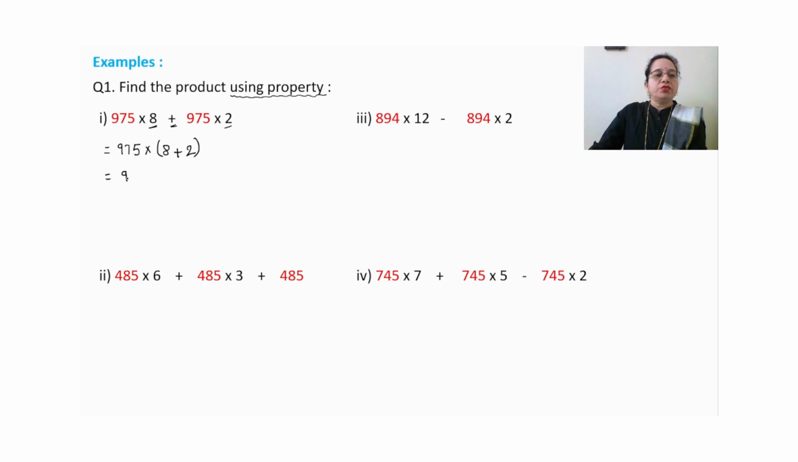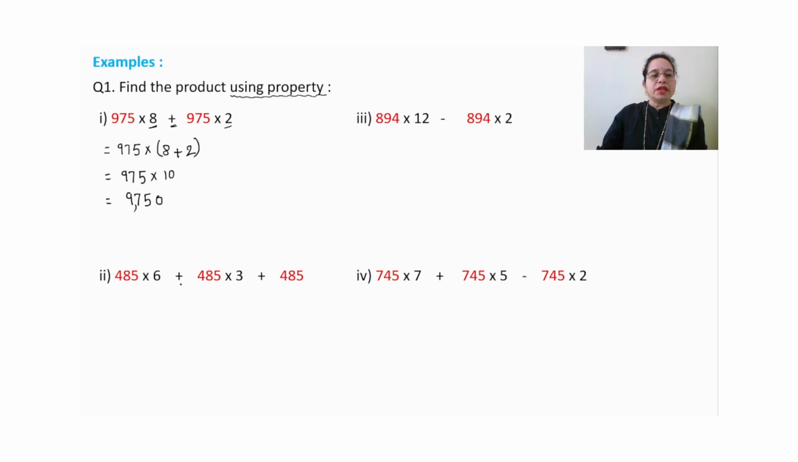Now first we will solve the bracket. 8 plus 2 will give you 10. Now if you multiply by 10, multiplying by 1 gives the same number, and one extra 0 is there. So write down 0 and don't forget to put the comma. The answer is 9750. If you do the calculation by the traditional method, it will take time. That's what I said: distributive property is very easy, very important, and it saves our time.